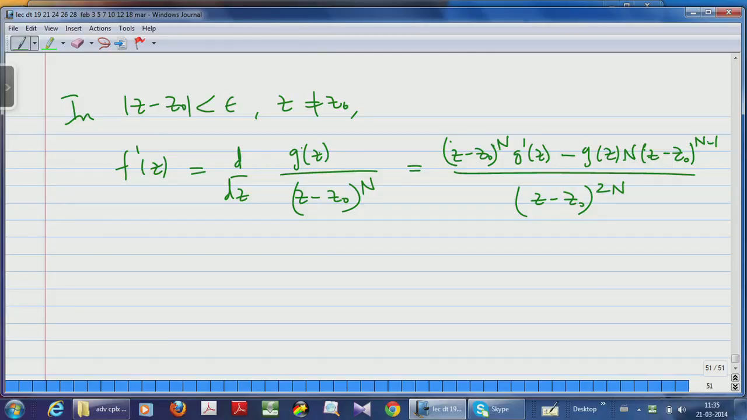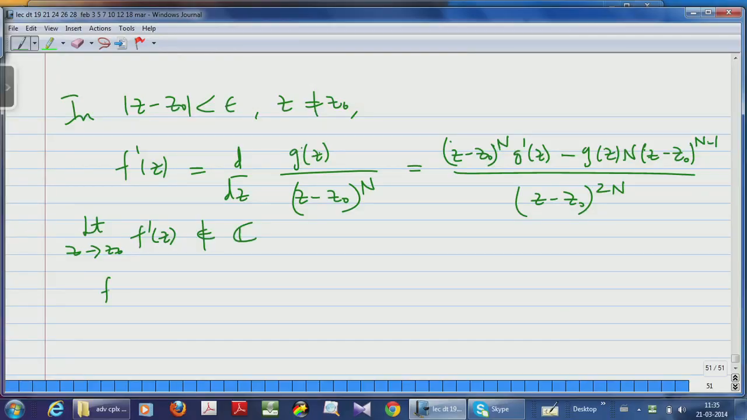So the limit as z tends to z naught of f dash of z is not a complex number. If you include C union infinity, then you can call it infinity, but we don't want to include the value infinity when we are talking about derivatives. But on the other hand, look at what f hash of z is. Look at the spherical derivative.